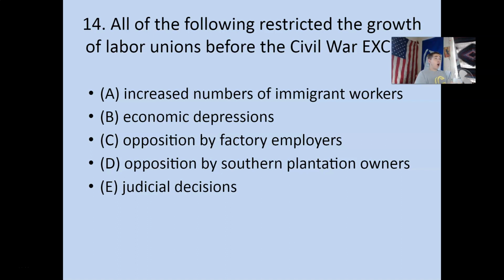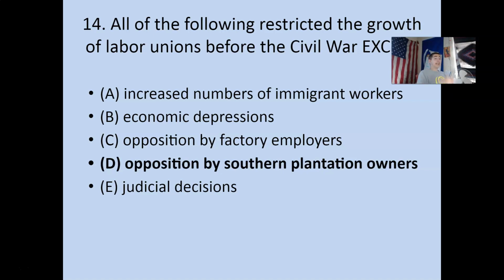Number 14. All of the following restricted the growth of labor unions before the Civil War, except, so what is false about this statement? A. Increased number of immigrant workers. B. Economic depression. C. Opposition by factory employers. D. Opposition by southern plantation owners. Or E. Judicial decisions. The correct answer is D. Opposition by southern plantation owners.